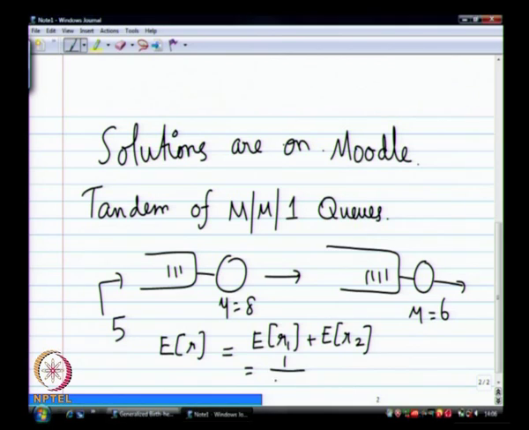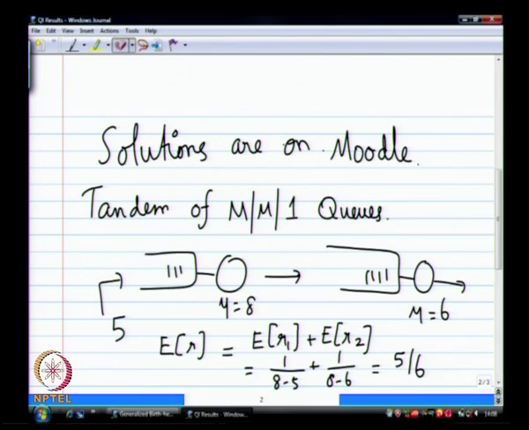So your lambda should be less than both mu's for the system to be stable, right. So this is simply 1 over, and whatever that works out to. So 1 by 3 plus 1 by 2, so 5 by 6. So that is the E of r, and this applies to any series if you have several others. So this is a special case where you are going through multiple servers in tandem.